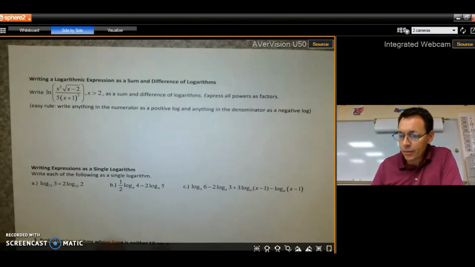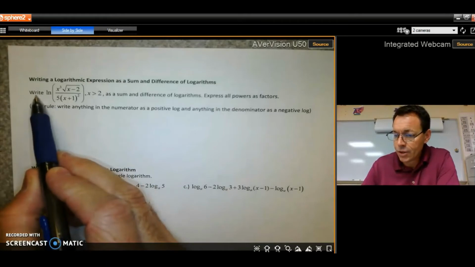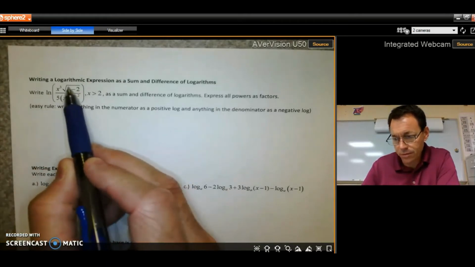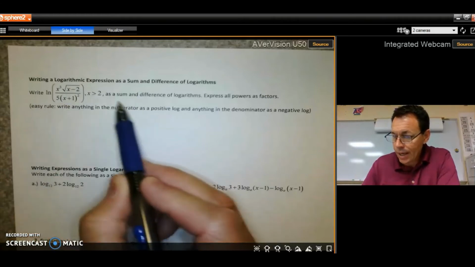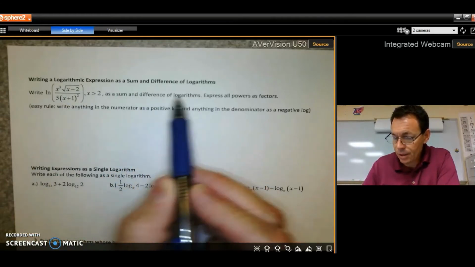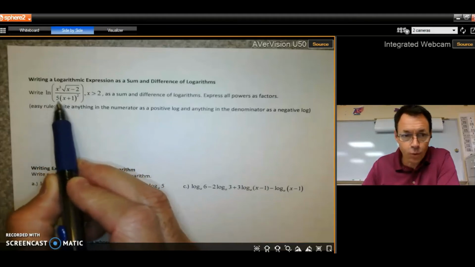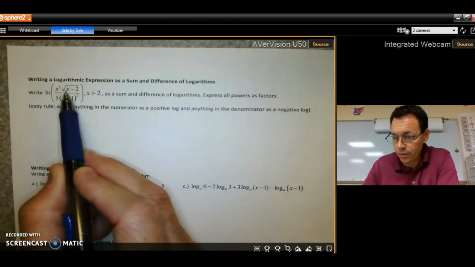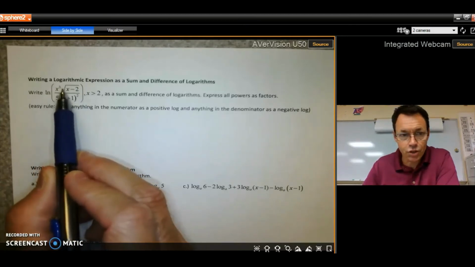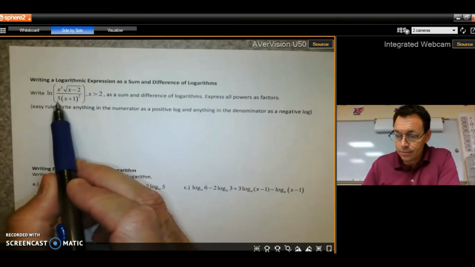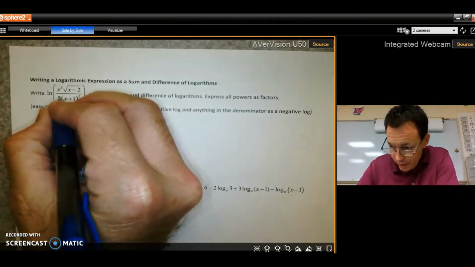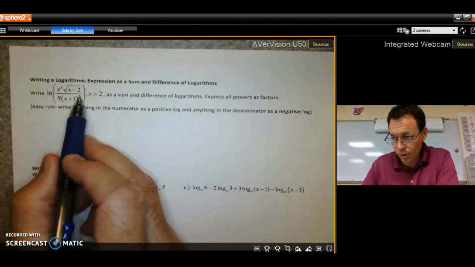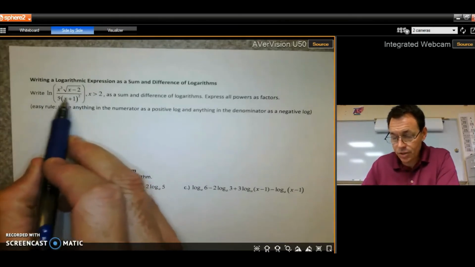Okay, now on the back, I'm going to put all those properties into one problem. So here's what I've got. The directions say write the natural log of this huge expression as a sum and difference of logarithms. There are actually 4 things here. There's an x cubed multiplying the square root of x minus 2, so I've got 2 things there. Then in the denominator, I've got a 5 times x plus 1 squared, so 2 things down there.